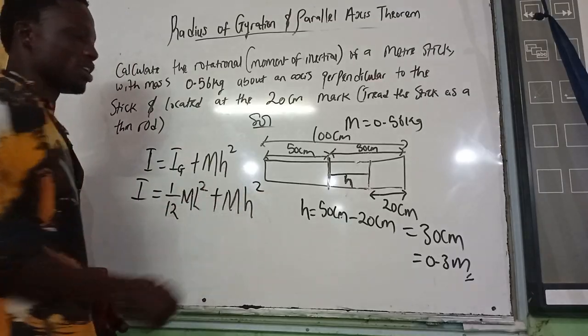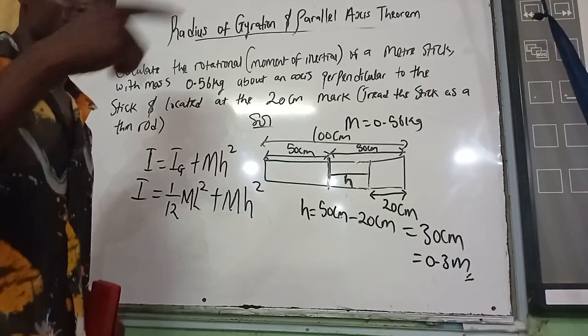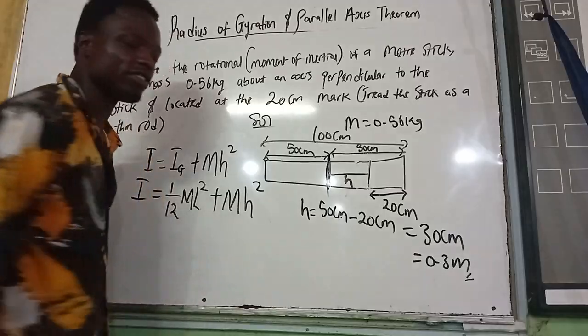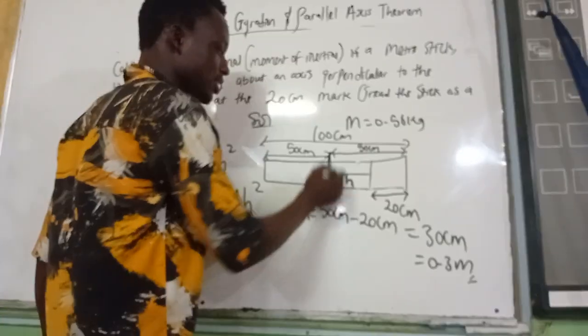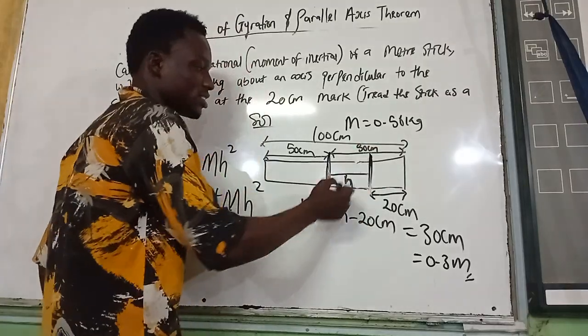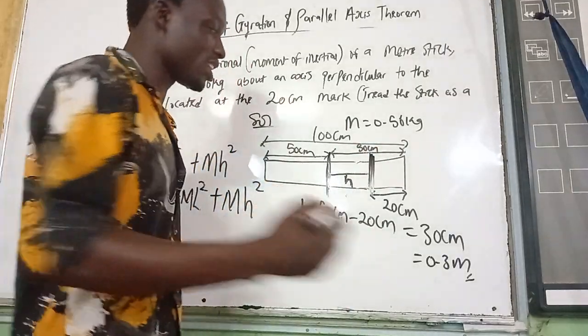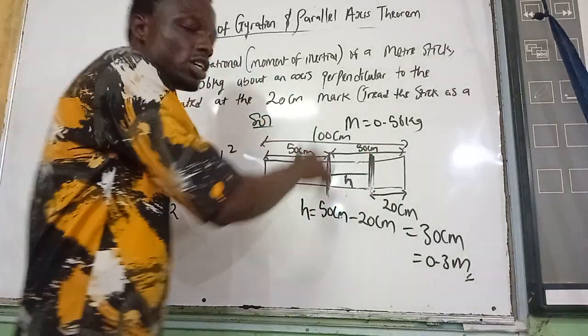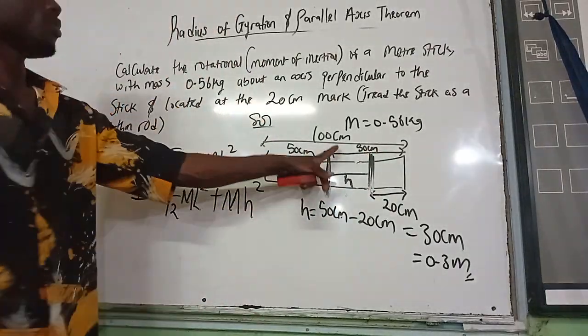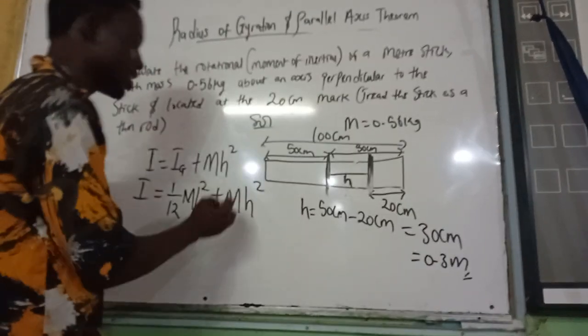Now this h square is the increase in moment of inertia, because at the center we have the minimum inertia, because the mass is distributed equally at both ends. But when the center axis shifts to another point, the moment of inertia increases because there is more mass at one end. So for you to rotate the body, it will be more difficult than when it's at the center. So the increase in inertia is this guy.